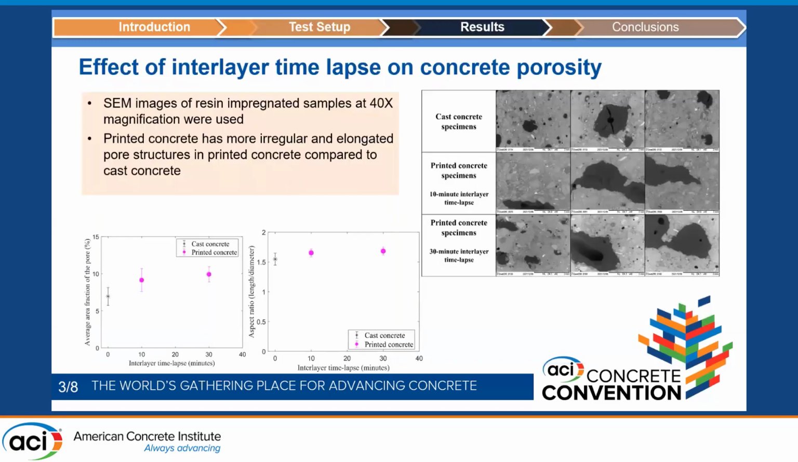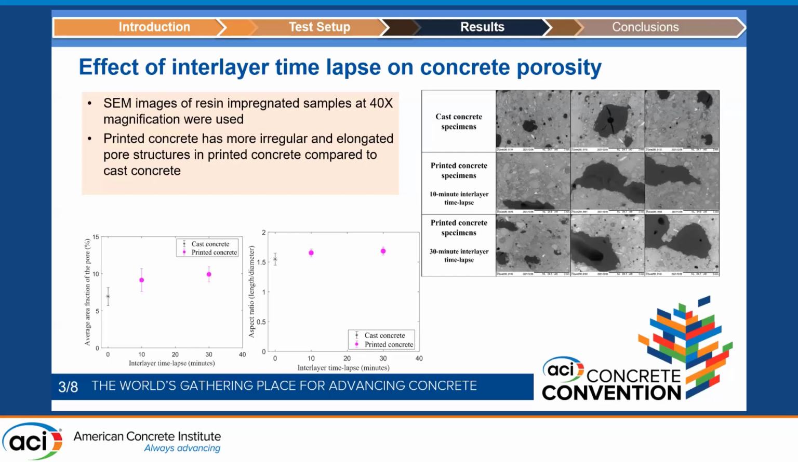Before we get into the mechanical properties, let's see how the concrete matrix looks for printed concrete and cast concrete. I used SEM to look at the specimens, and I took these specimen images to ImageJ to quantify the area fraction of the pores and the aspect ratio of the pores. If you look at these pictures and the quantification of the pore areas, you can see that the area fraction and the aspect ratio of the pores increased in printed concrete compared to the cast concrete. So we have more pores and more elongated pores.